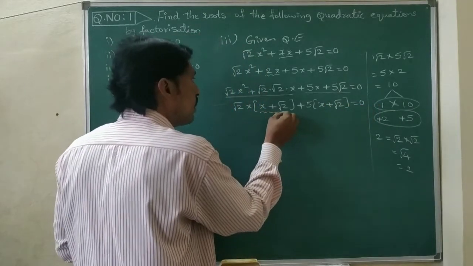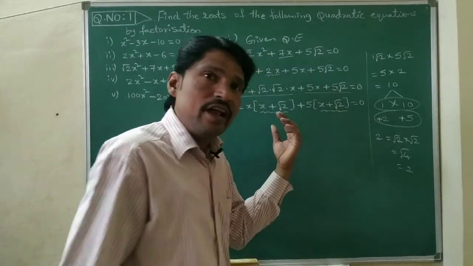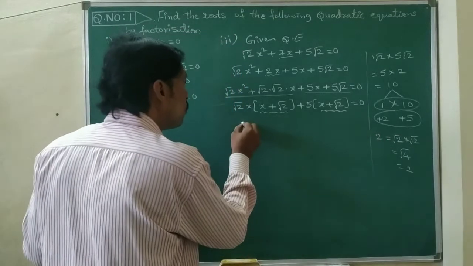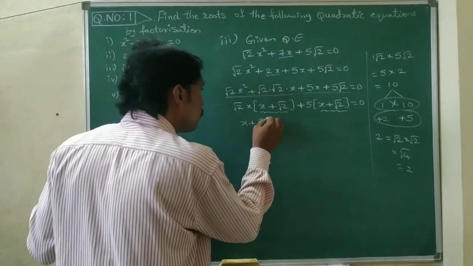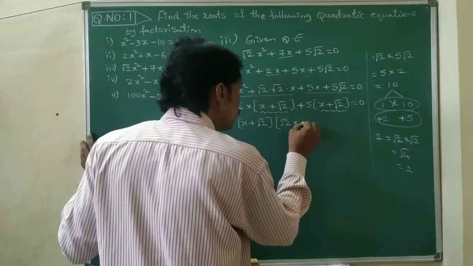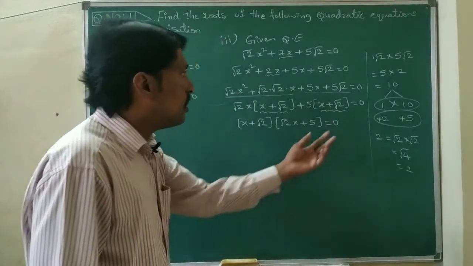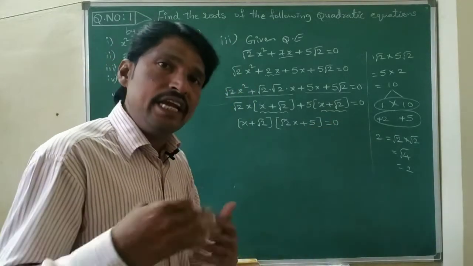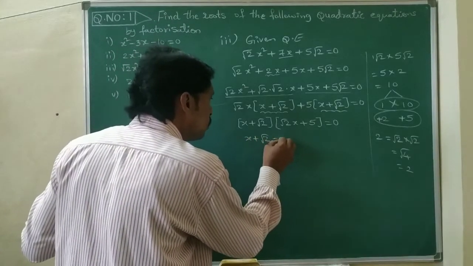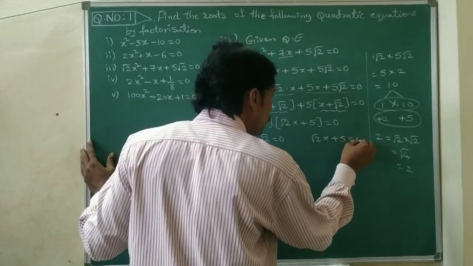So here x plus root 2. Here also we have the x plus root 2. x plus root 2 and x plus root 2, we need to take common again. So x plus root 2 we took common, means here it is remained root 2x plus 5 equal to 0. Now we need to write it individually: x plus root 2 equal to 0 and root 2x plus 5 equal to 0.